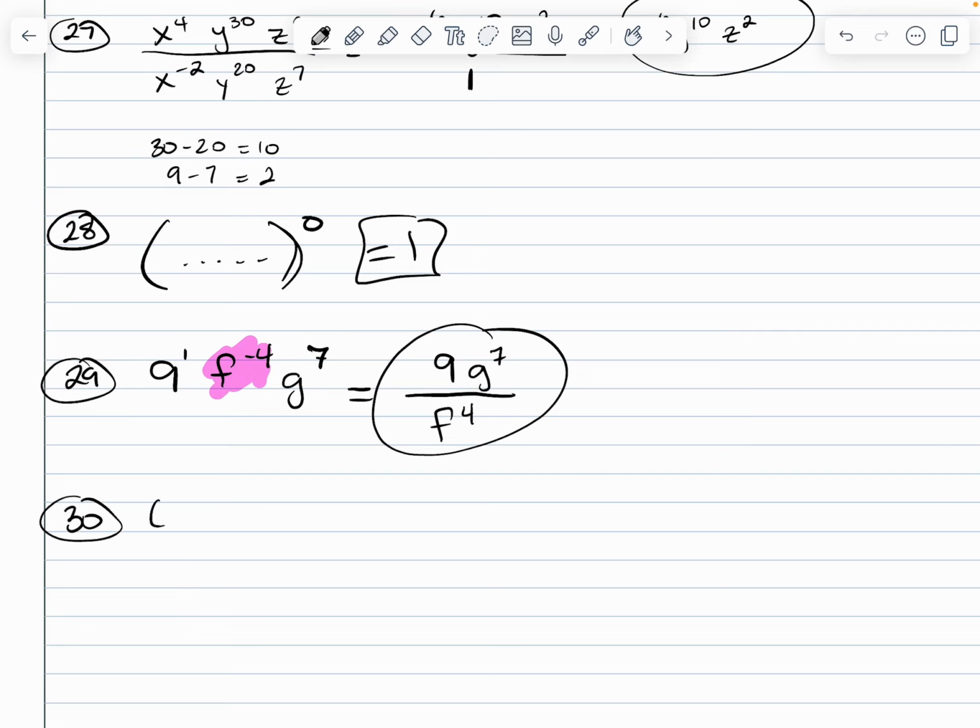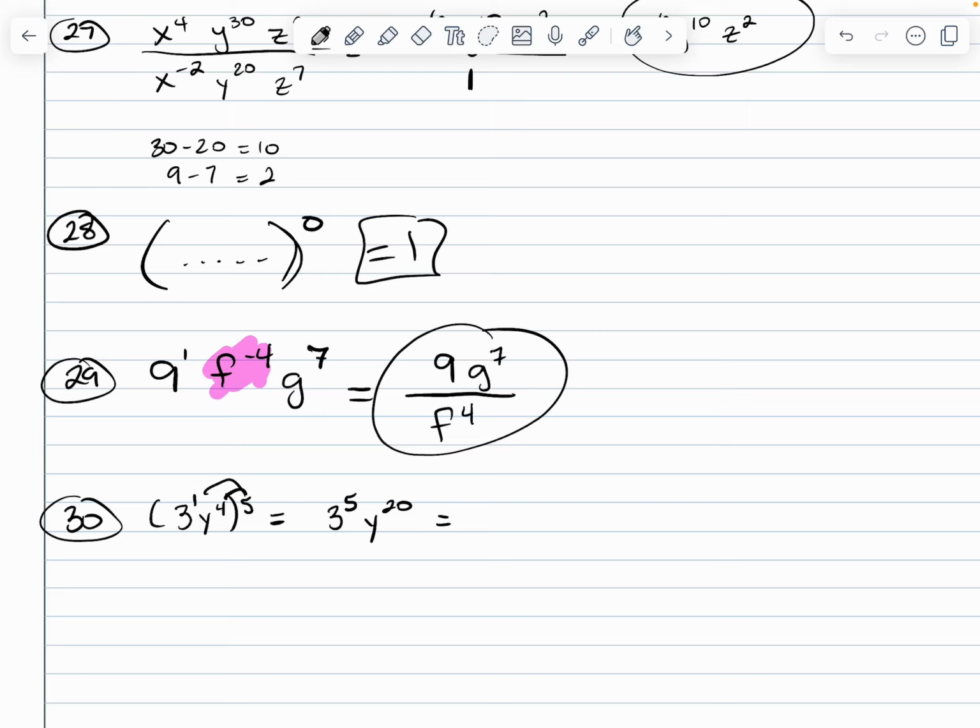30. This says 3y to the 4th raised to the 5th power. For this, we need to multiply this in to each of the exponents. 3 has an exponent of 1 right here, so that's going to be 3 to the 5th power and y to the 20th power. Okay, we could simplify that out.